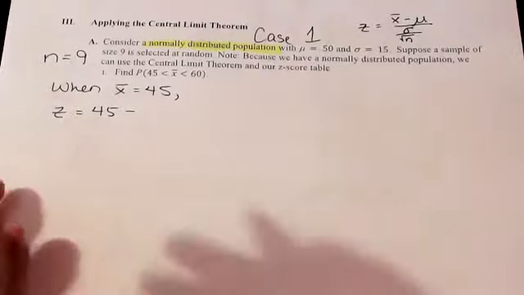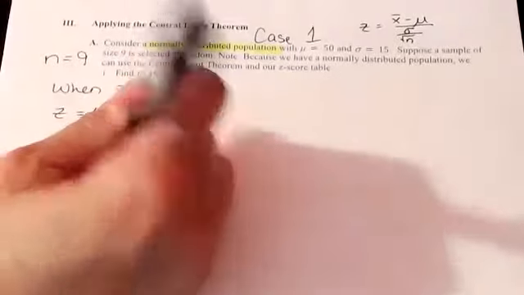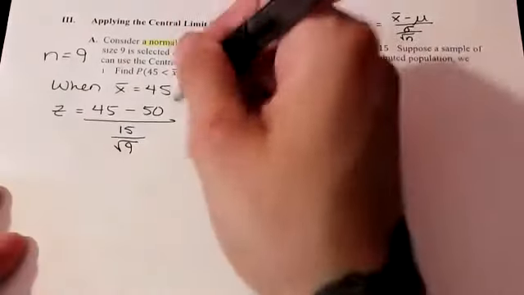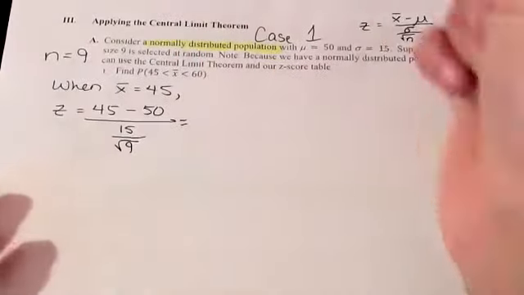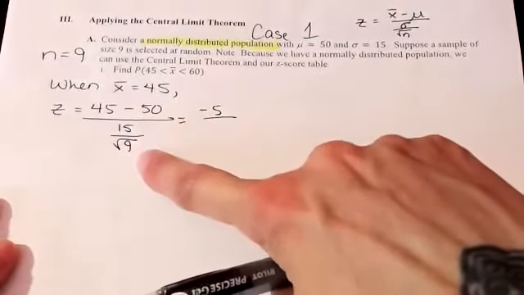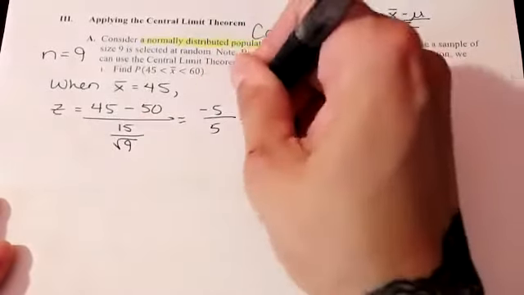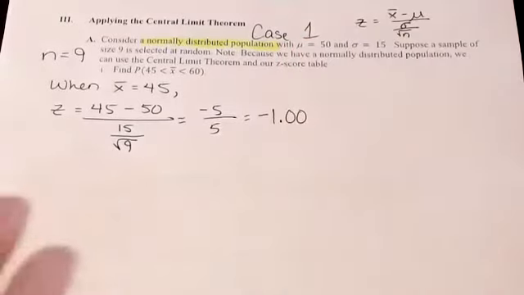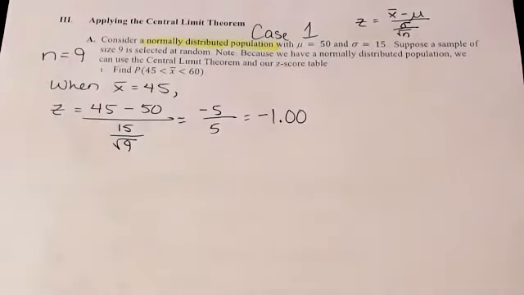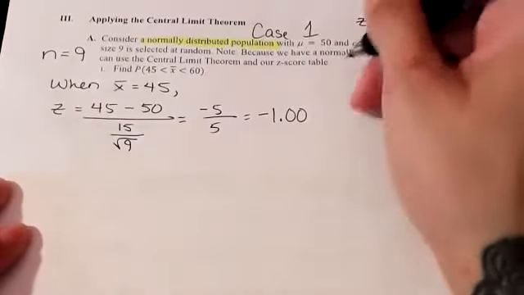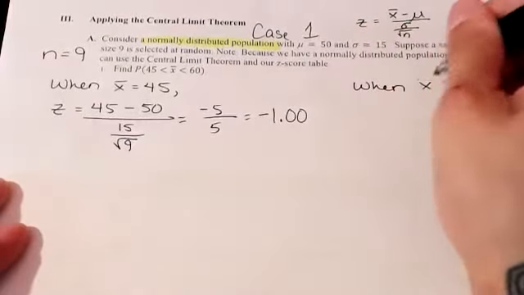So we have 45 minus mu, which is 50, divided by sigma, which is 15, over the square root of n, where n is 9. We're going to go ahead and do this math. I highly recommend take care of the numerator first. That's going to give you a -5. And then think about this. It's 15 divided by square root of 9. The square root of 9 is 3. 15 divided by 3, that's 5. So we find that our first z-score is -1.00.